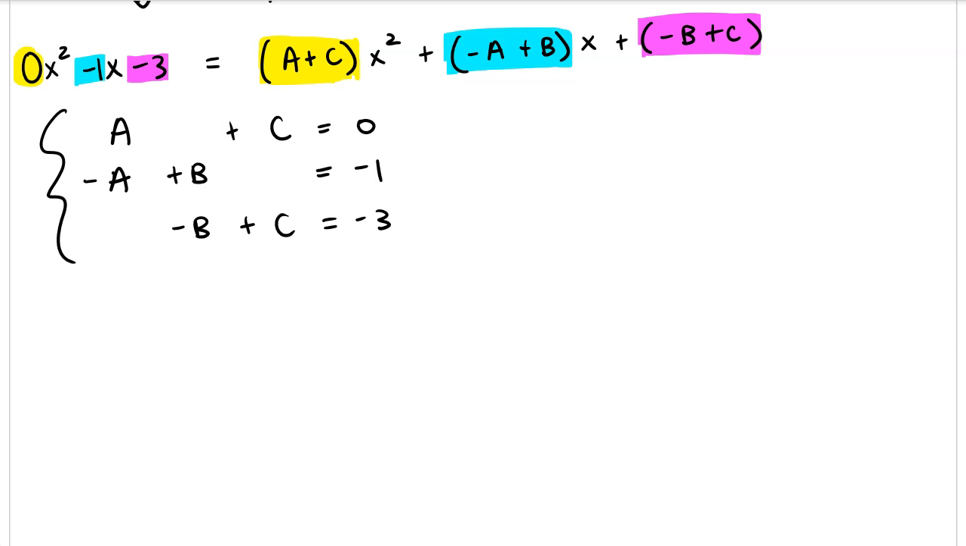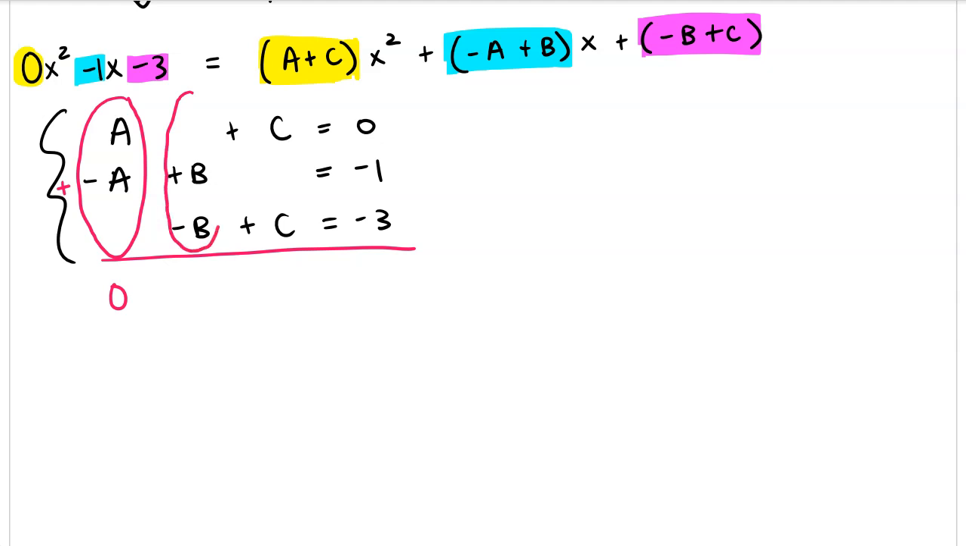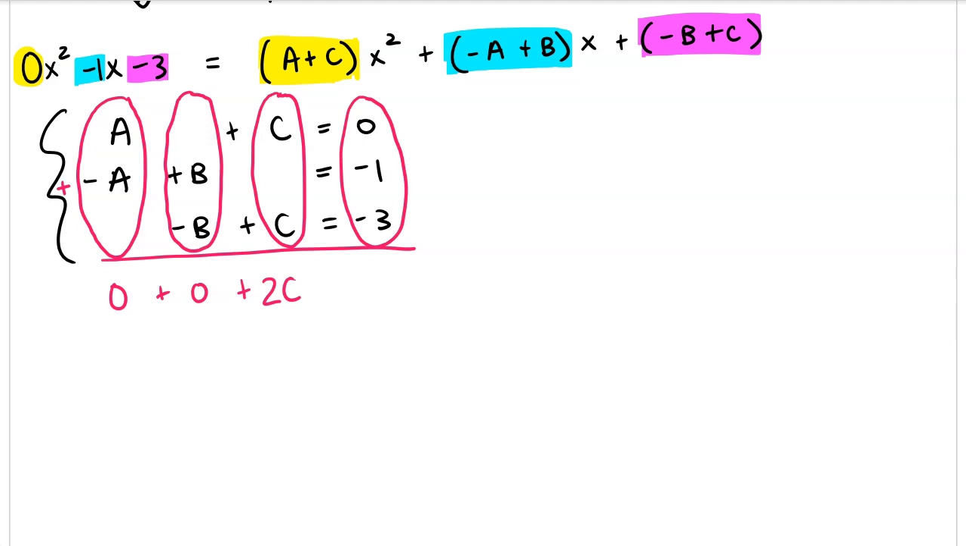Well, one thing you might notice is if I were to add all three equations together, so if I'm just putting a plus sign here, if I add a plus negative a plus 0, that's going to give me 0. If I add 0 plus b plus negative b, that's going to give me 0. If I add c plus c, that's going to give me 2c. And then 0 plus negative 1 plus negative 3, that's going to equal negative 4.